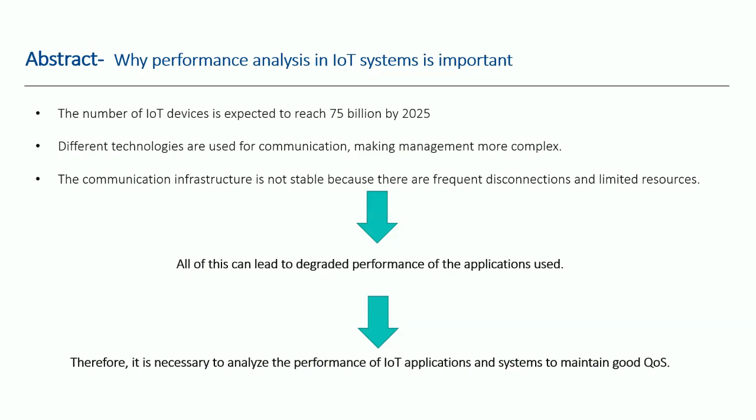Furthermore, the communication infrastructure supporting IoT operations is often unstable, characterized by frequent disconnections and limited resources such as battery or memory. These factors collectively contribute to the degradation of performance in IoT applications, undermining the user experience and satisfaction. To address this issue, it is imperative to analyze the performance of IoT applications and systems, ensuring the delivery of good quality of services.